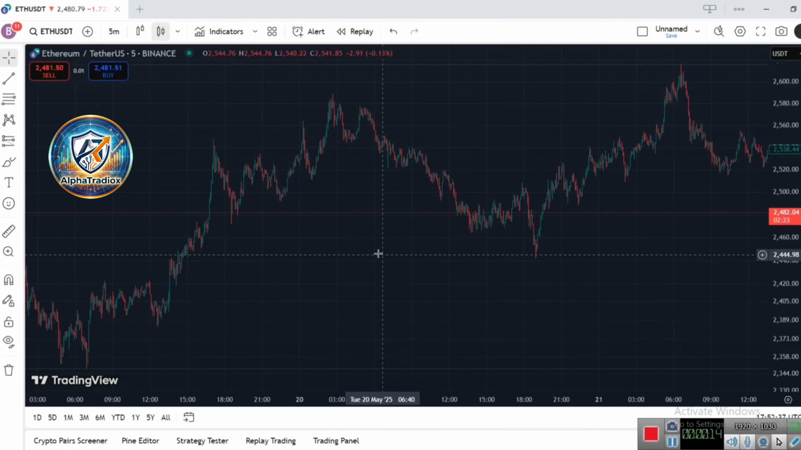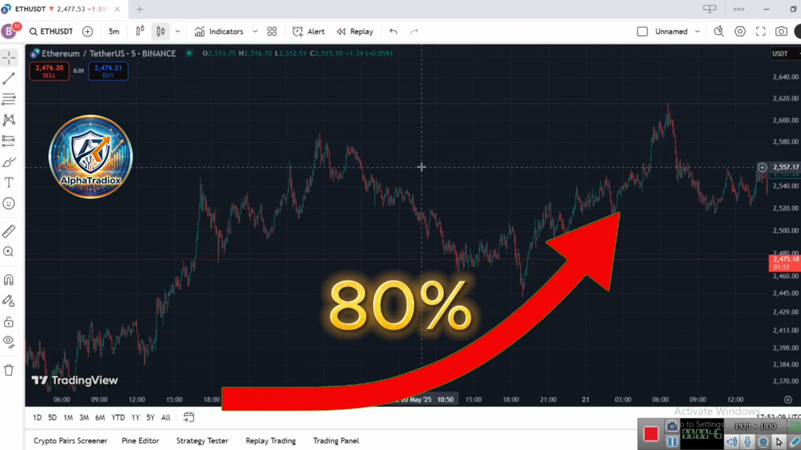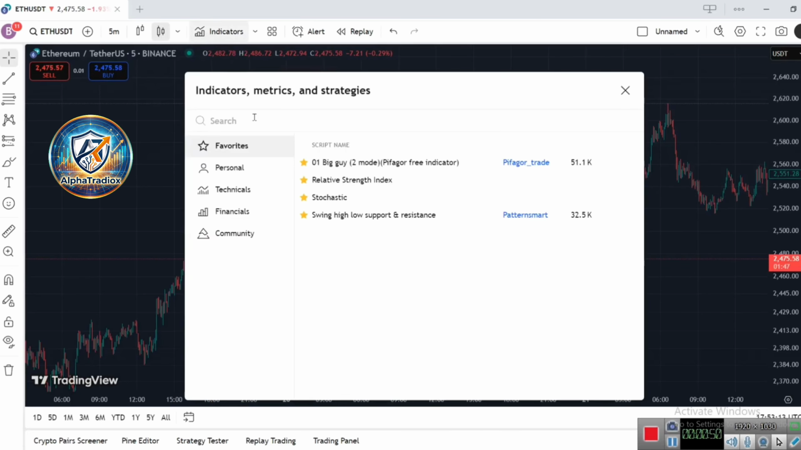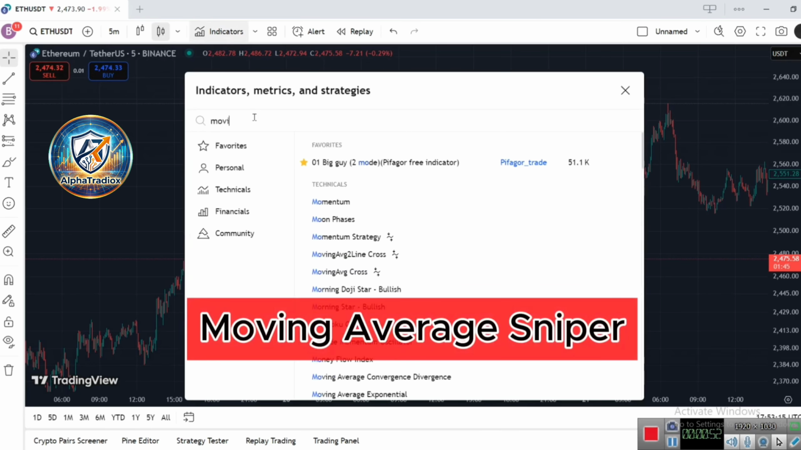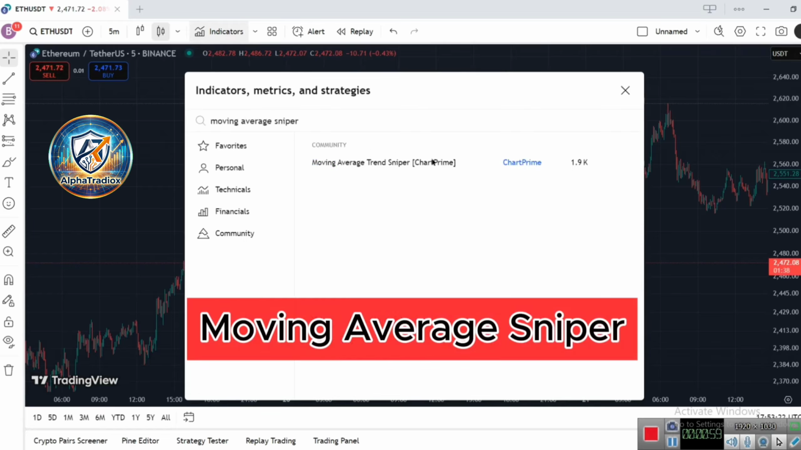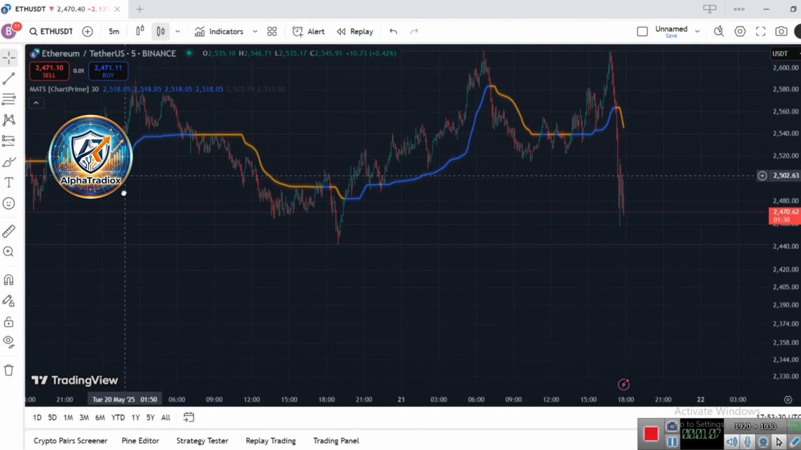I want to teach a strategy that I tested in 100 trades, and it gave us an amazing win rate of 80%, which is a very good win rate. To learn this strategy, search for the Moving Average Sniper indicator in the Indicators section. This indicator gives us good signals for entering and exiting trades, and with its help, we can open profitable trades.